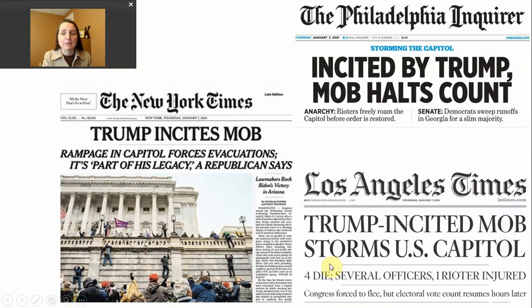The last example here from the Los Angeles Times, they used Trump incited mob storms the U.S. Capitol. So this form here is not a past tense use of the verb. It's sort of created an adjective to describe the mob, a Trump incited mob. I hope that helps illustrate, again, where you might have heard or seen this word in the last week.